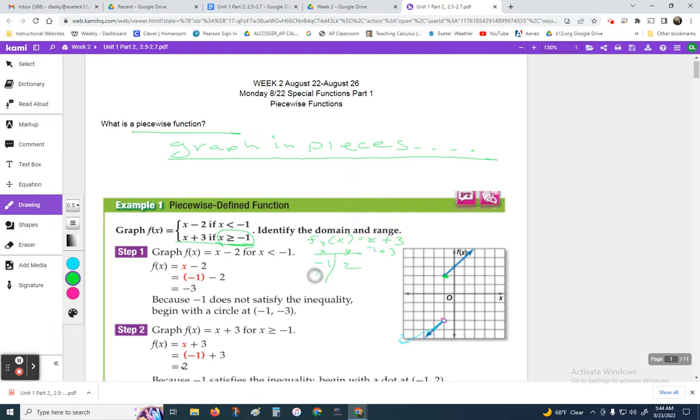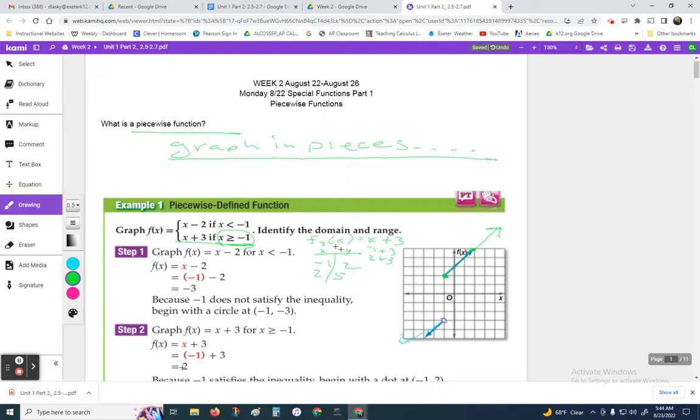So I'm going to pick 2, and 2 tells me it's going to be 2 plus 3, and that's going to give me 5. So on my second equation, another point is (2, 5). So I go over to 2, I go up to 5, and I put my dot. And then I connect my lines. And then this one goes on forever. I could have chosen any number I wanted to the right because it didn't tell me to stop.